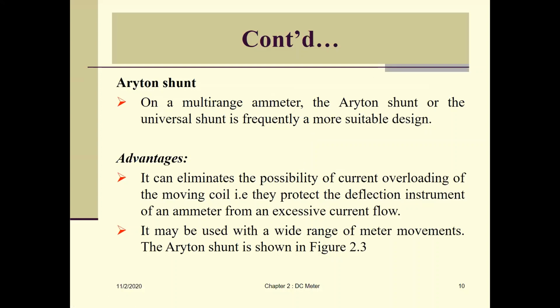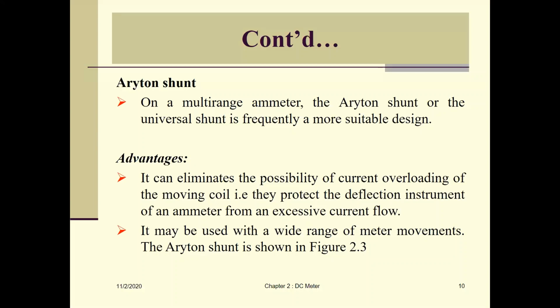On the multi-range ammeter, the Ayrton shunt, or universal shunt, is a more suitable design. Here we want to measure more than one range, for example 10 milliampere, 1 milliampere, or 0.1 milliampere and so on. That's why we have to use the Ayrton shunt. The Ayrton shunt is to apply more than one range for measuring the current.